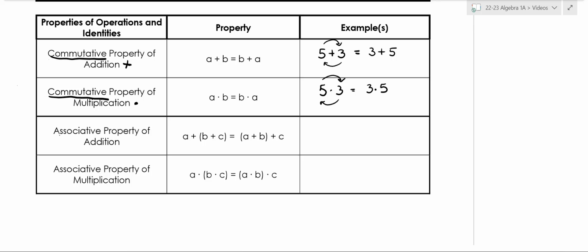Now, associative of addition and multiplication. To associate with somebody is to hang out with somebody. That means to form a small group. So this deals with 3 terms. For example, 5 plus 3 plus 2 equals, well, we know it equals 10. And how do we do this? Well, you could add those two first. 5 plus 3 is 8. 8 plus 2 is 10.